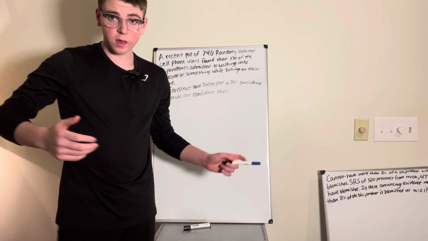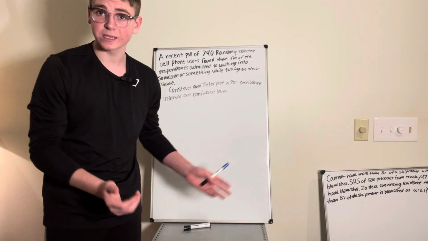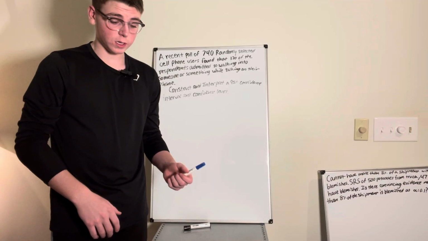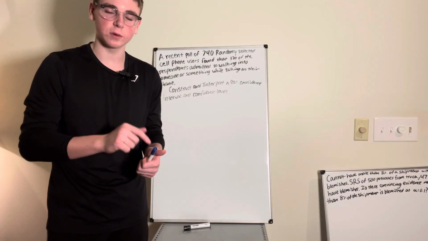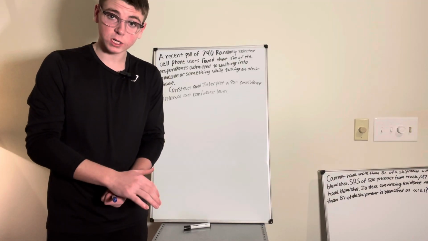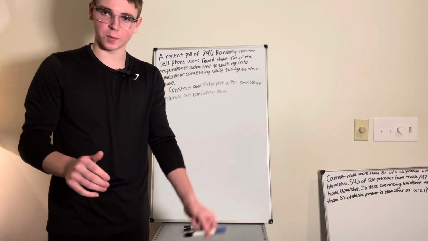I'm Xavier Smith, and today I'm going to go over AP Statistics Unit 6, Part 1, which has to do with Z intervals for one sample Z intervals for population proportion, and one sample Z tests for a population proportion.